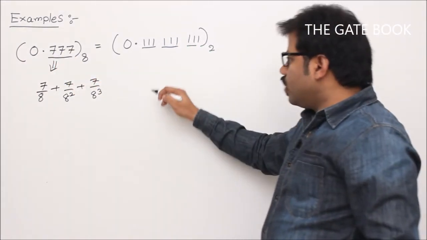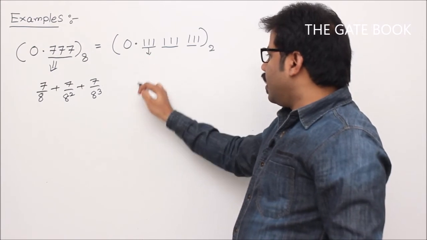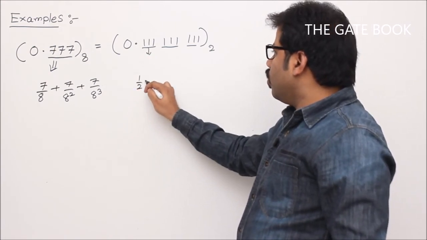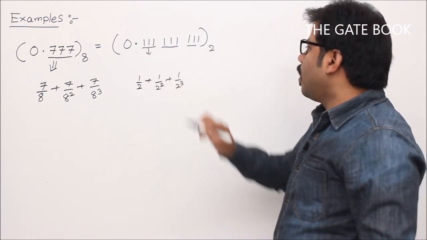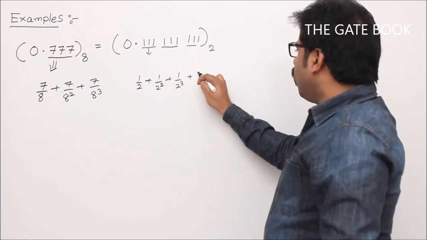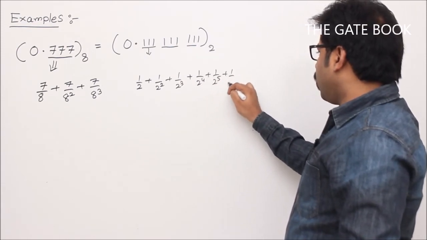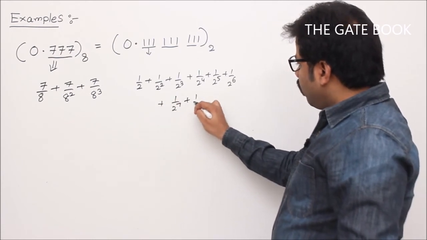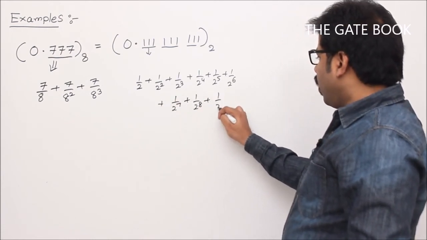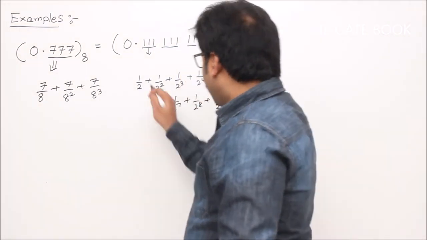Try to convert this to decimal. First of all, I am converting this area. It would be 1 by 2 plus 1 by 2 square plus 1 by 2 cube, right? Then this would be 1 by 2 to the power of 4 plus 1 by 2 to the power of 5 plus 1 by 2 to the power of 6, correct? Plus 1 by 2 to the power of 7 plus 1 by 2 power 8 plus 1 by 2 power 9. Why are these two equivalent? We are going to see. Let us focus on this area.